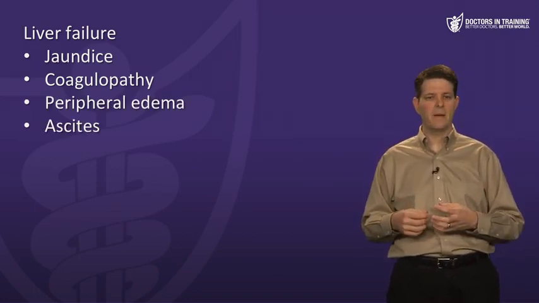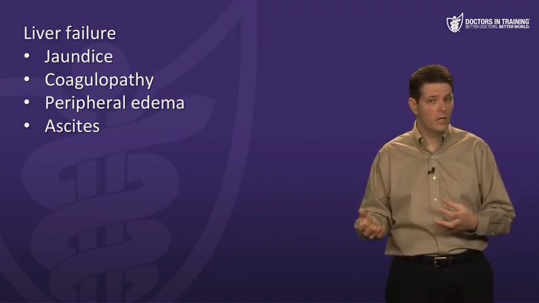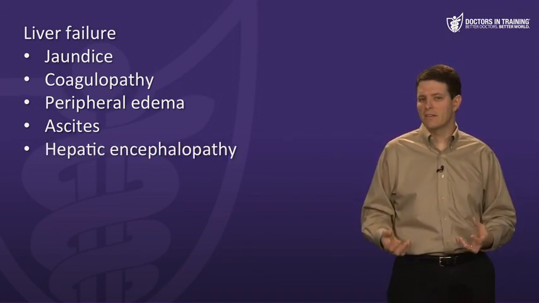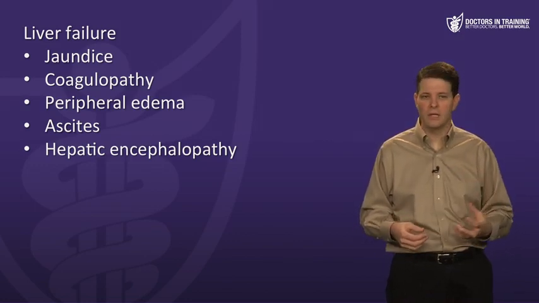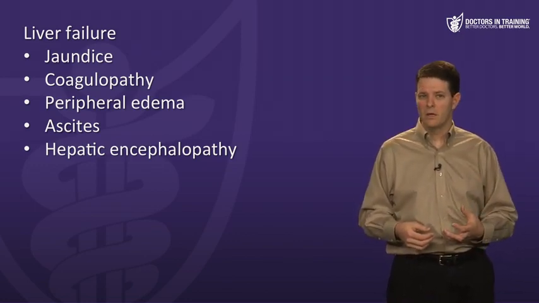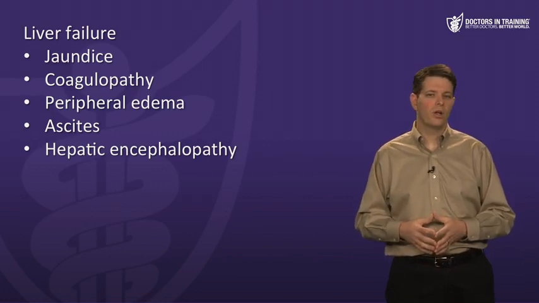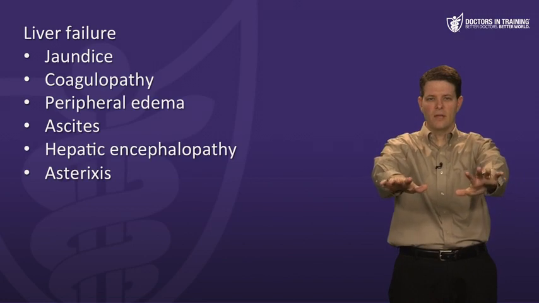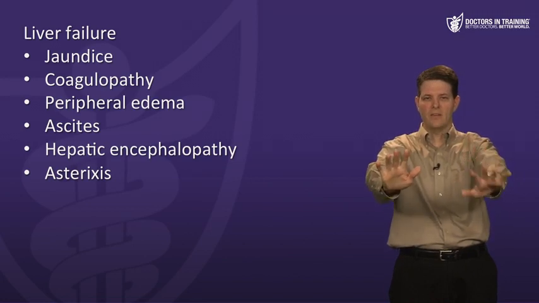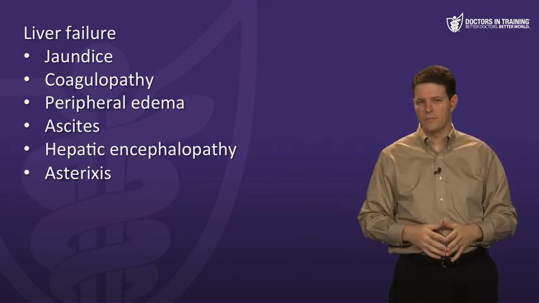And if the hepatocytes can't metabolize toxins, like ammonia, you can get something like hepatic encephalopathy with confusion and delirium and hypersomnia and even coma and death. Hepatic encephalopathy can also cause something called asterixis or liver flap. We have the patient extend the arms and extend the wrists, and then the hands will flap because the patient can't maintain that wrist extension.